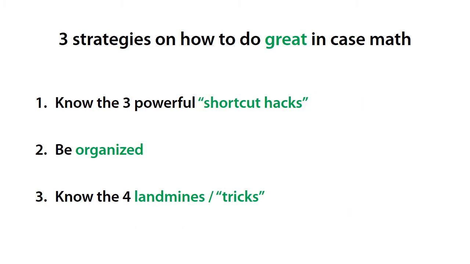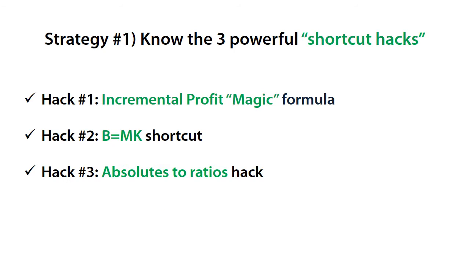Now let's talk about the 3 strategies on how to be great at calculating math. And hang tight, because we're going to go into great detail on each of these strategies in the next slides. First, you need to know 3 powerful shortcut hacks that will greatly reduce the number of calculations you need to do. Second, you must be organized. You should keep calculations separate from other information. And third, you need to be aware of the common landmines that case writers purposely put in the case to trick you. So let's discuss the first strategy, knowing the 3 powerful shortcut hacks.